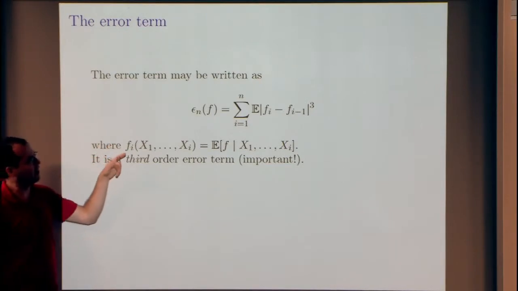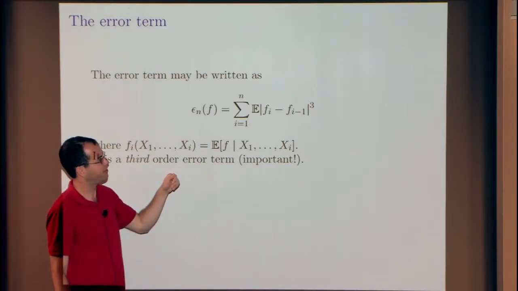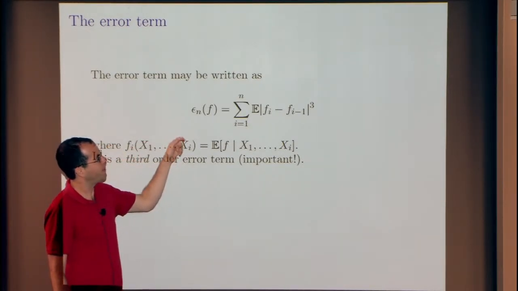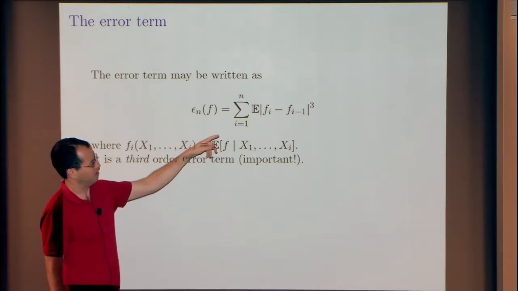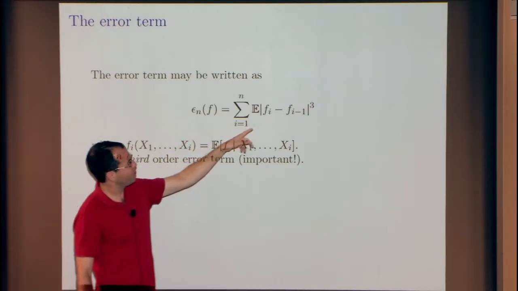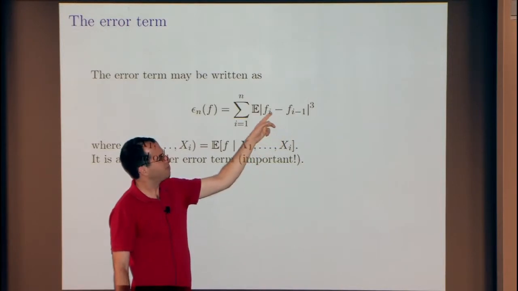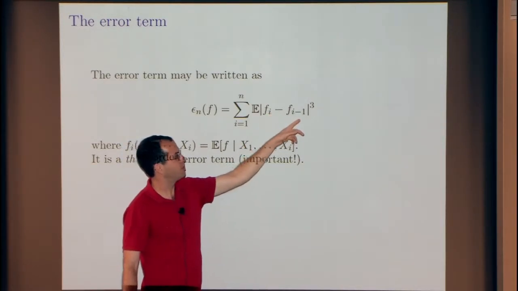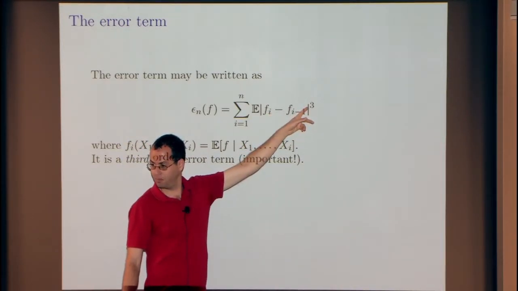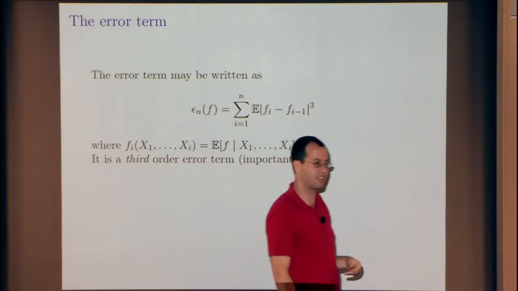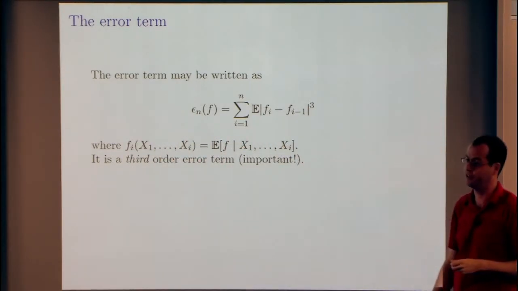So epsilon n of f, if you follow the analysis that I've just done, is just going to be this expression which looks like the martingale difference, except usually when you look at martingale differences, you look at the second power, and here we get the third power. Right? So this tells you that if the differences are small, you are going to expect that this quantity is going to be very small.